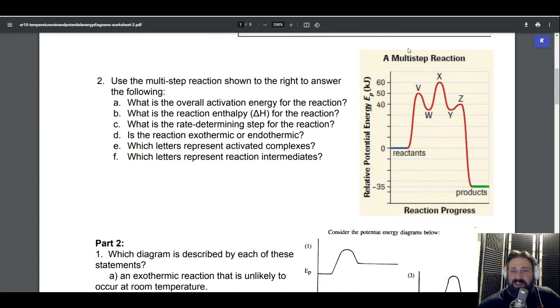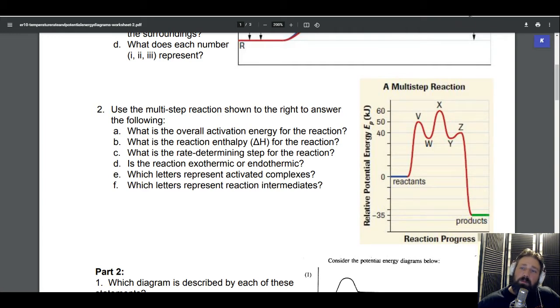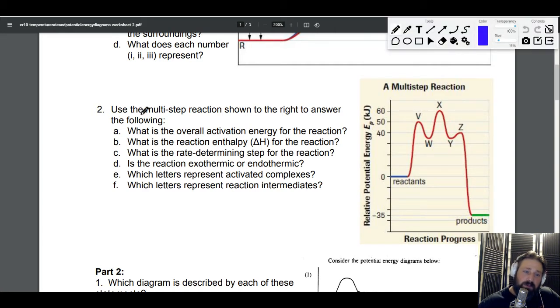All right. Next one. Here we have a multi-step reaction. Speaking of, anytime we have a reaction that has multiple steps, those elementary steps, then we're going to have an activation energy diagram similar to this. We still have our reactants, we still have our products, but now we're going to have multiple peaks going on. So if it's a multi-step reaction, we're going to have multiple peaks.